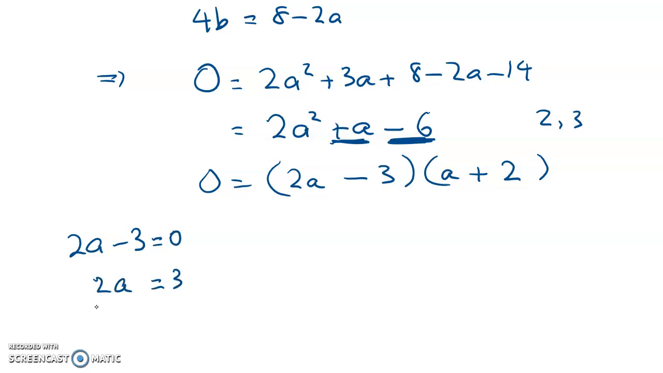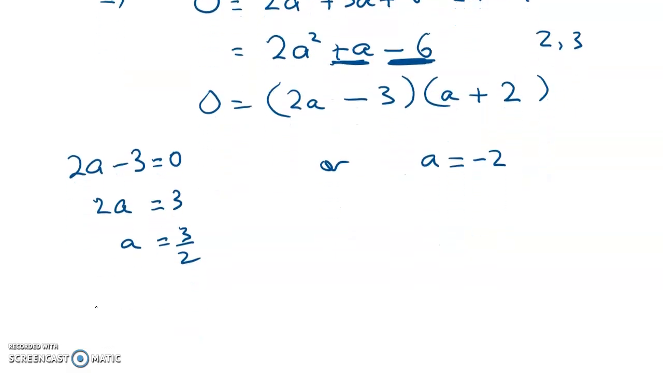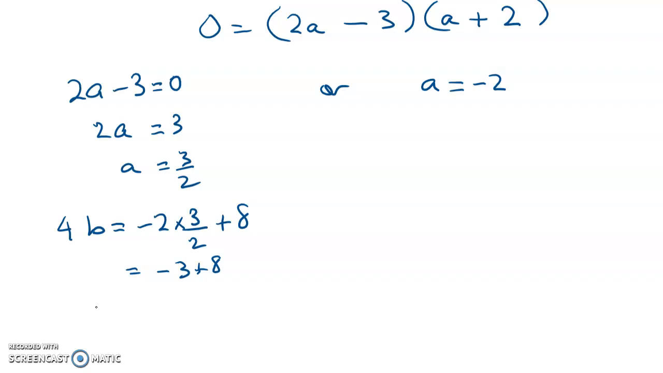So 2a is equal to 3, a is equal to 3 over 2, or over here, a is simply equal to negative 2. Right, now 4b is equal to 8 minus 2a, so negative 2 times 3 over 2 plus 8, which gives me negative 3 plus 8. So 4b is equal to 5, b is equal to 5 over 4.